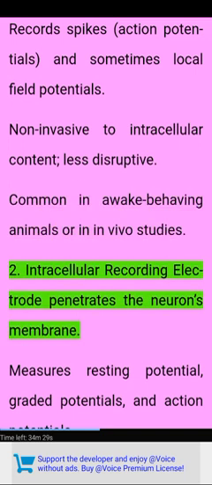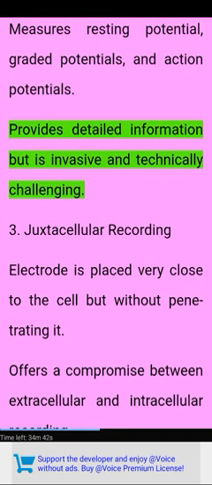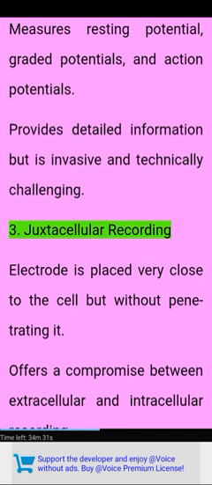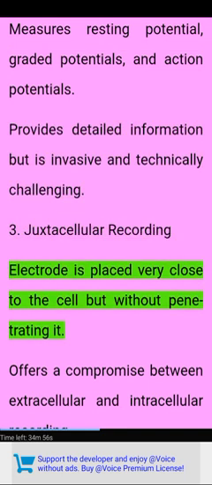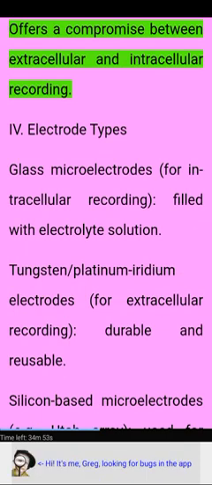2. Intracellular recording. Electrode penetrates the neuron's membrane. Measures resting potential, graded potentials, and action potentials. Provides detailed information but is invasive and technically challenging. 3. Juxtacellular recording. Electrode is placed very close to the cell but without penetrating it. Offers a compromise between extracellular and intracellular recording.